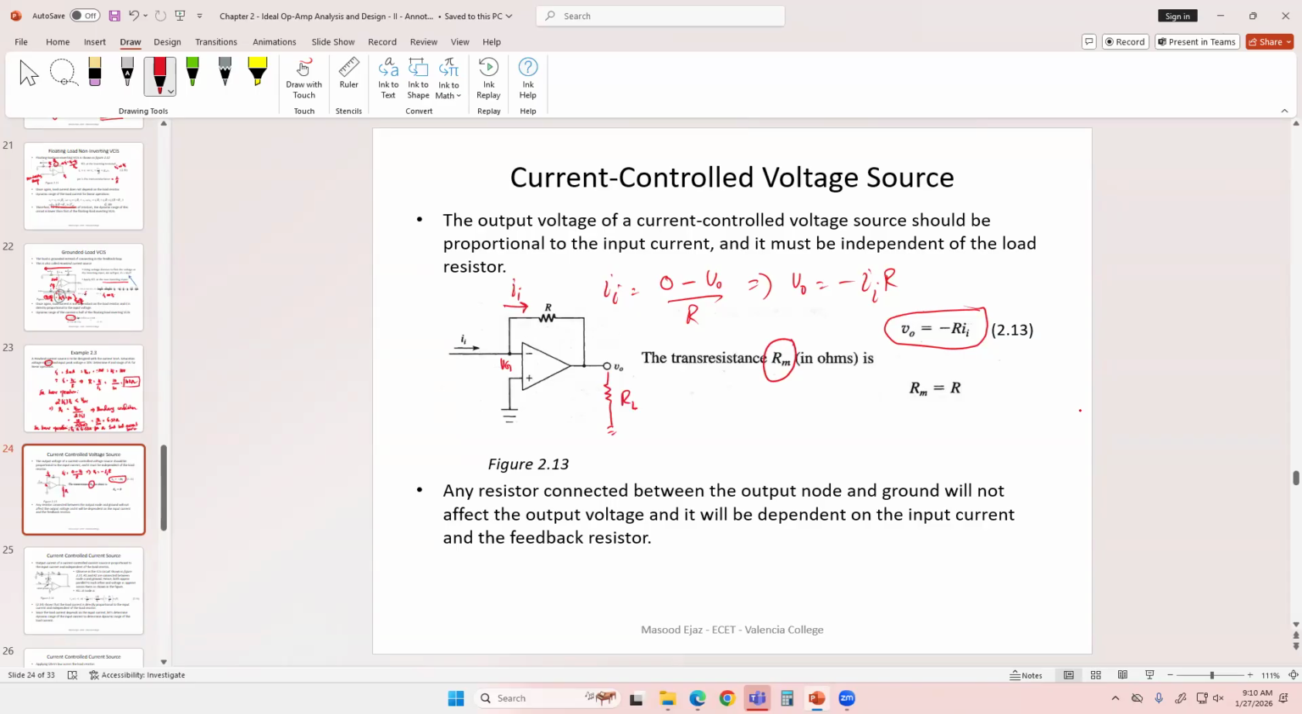it's not going to affect the output voltage, and it will be dependent on the input current source and the trans resistance, which is the feedback resistance. Because in the output voltage equation, you do not have any RL. The output voltage is simply dependent on the feedback resistor, or trans resistance, as we are calling it. So in this case, this circuit can be considered as a circuit where the output voltage is only dependent on the input current but independent of the load resistor. So this can be considered as a current controlled voltage source.